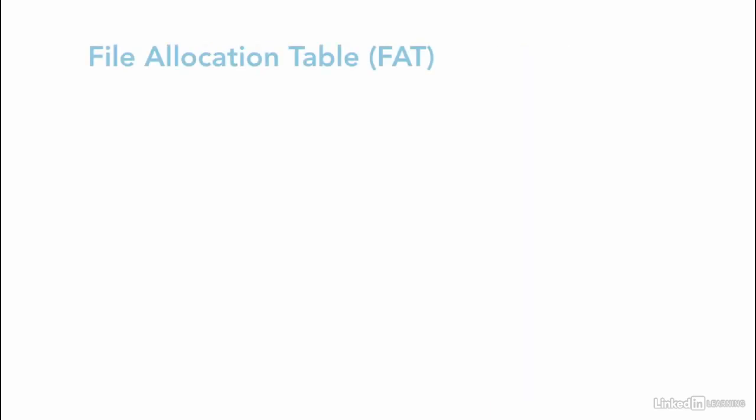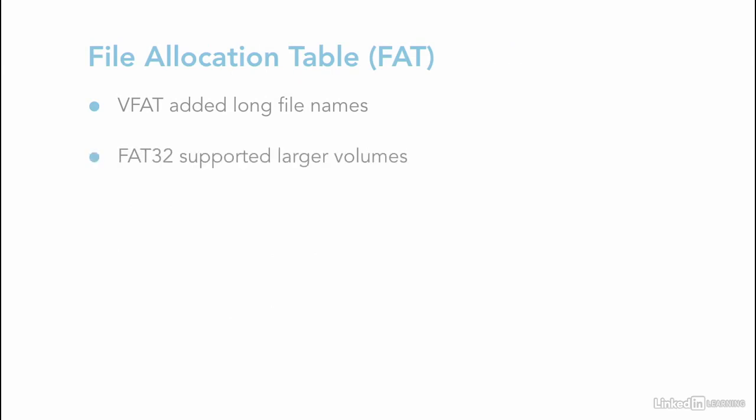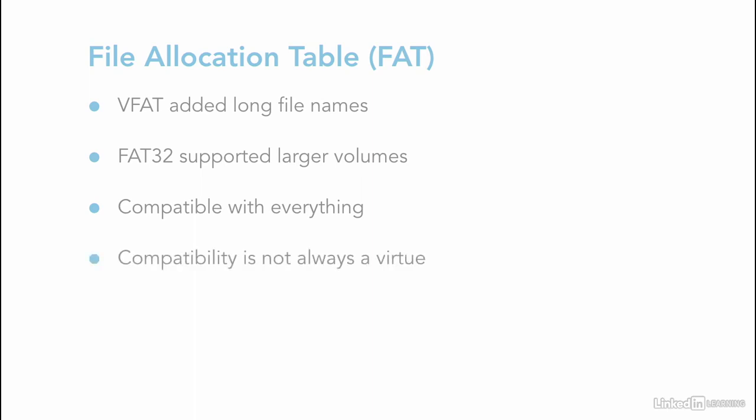FAT, followed by VFAT to support long file names, and FAT32 to support somewhat larger volumes, hasn't really changed that much over the years. The primary advantage of FAT is that this file system can be read by pretty much any other platform or application. But that isn't always necessary, and it isn't always a benefit.